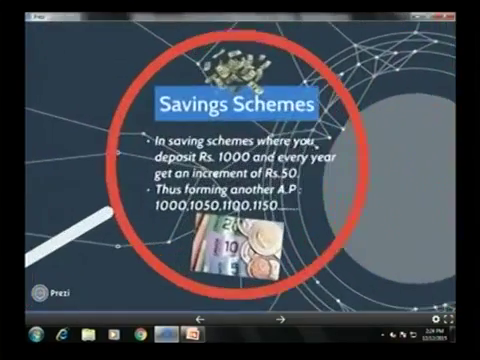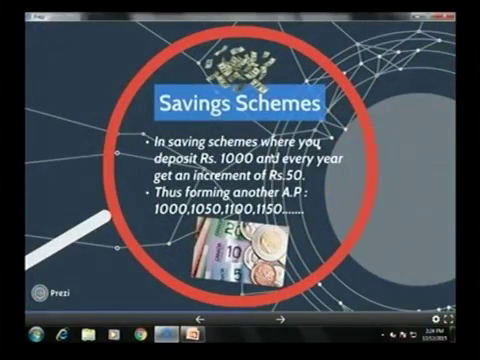And then we use arithmetic progression in saving schemes. In saving schemes where you deposit rupees 1000, and every year you get an increment of rupees 50, thus forming an AP, that means an arithmetic progression. For the first year you get 1000 rupees, for the second year with an increment 1050, then 1100 and 1150.